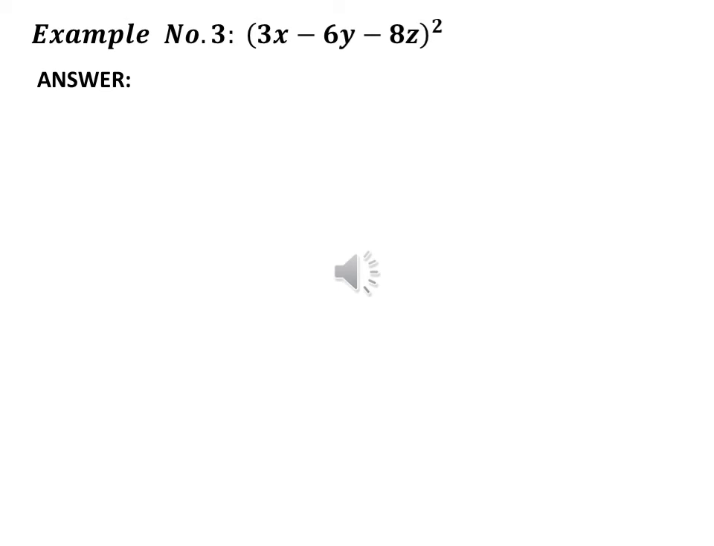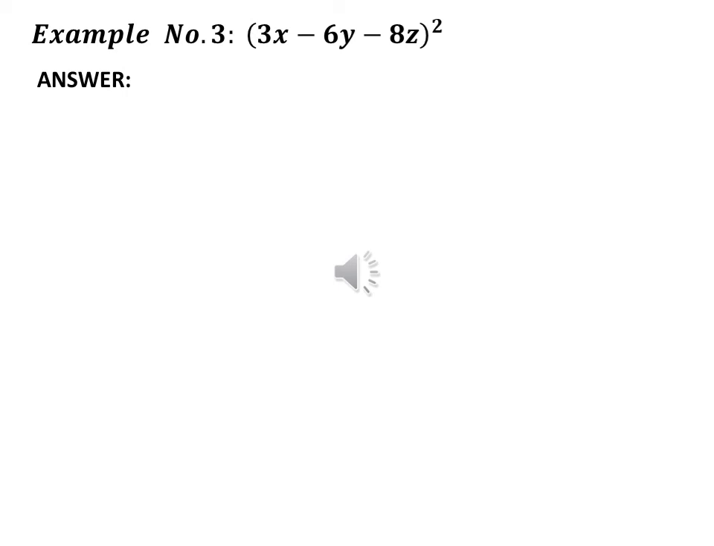For example number 3, what is the square of 3x minus 6y minus 8z? Since all the rules were already discussed and presented, let us now answer example number 3 and make it a little bit faster.